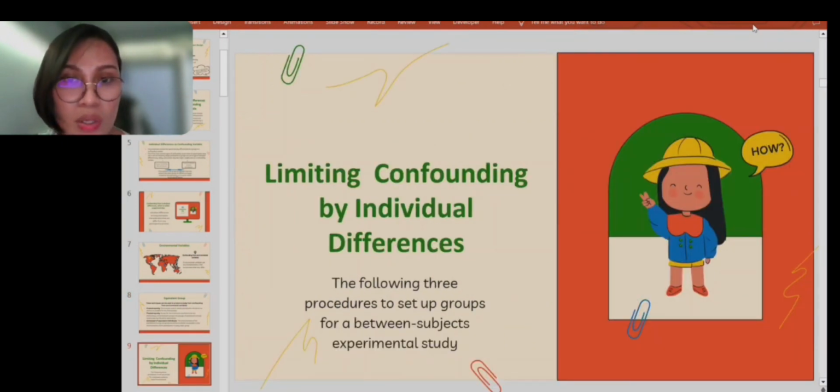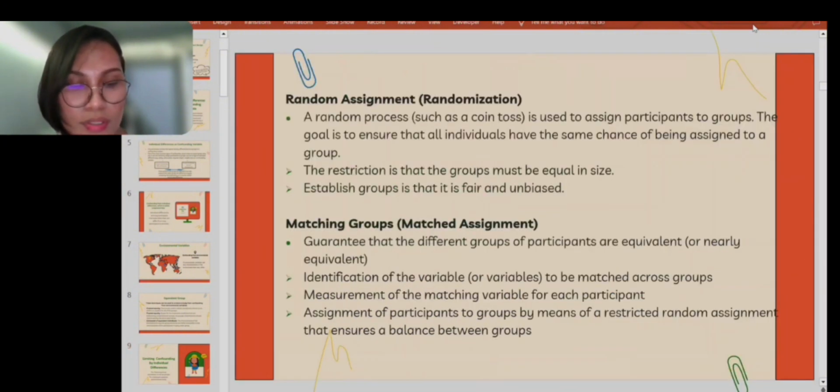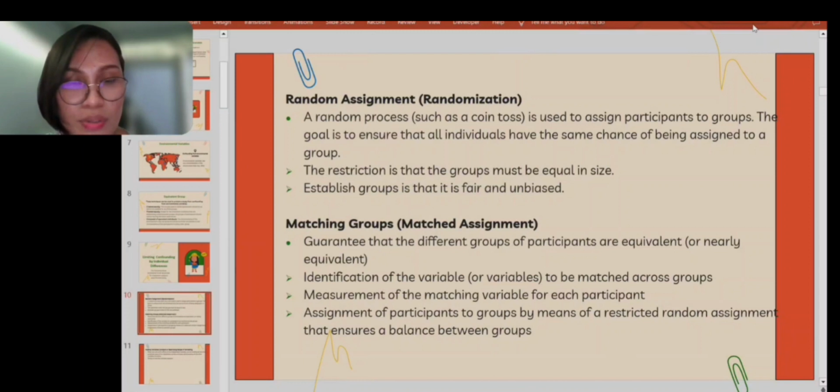So, limiting confounding by individual differences. So, the following three procedures to set up groups in a between-subject experiment study. So, yung first is yung random assignment. So, a random process such as the toss of a coin is used to assign participants to groups. The goal is to ensure that all individuals have the same chance of being assigned to the group.